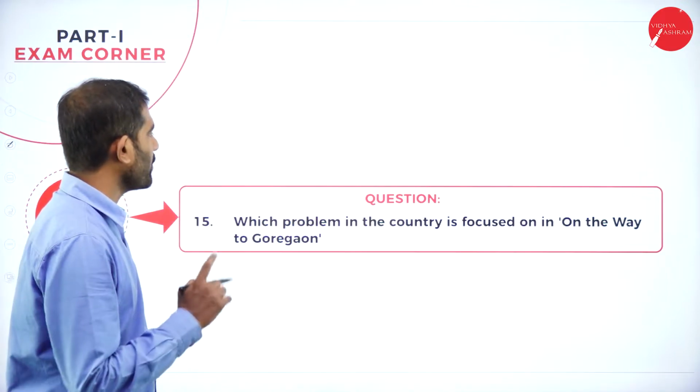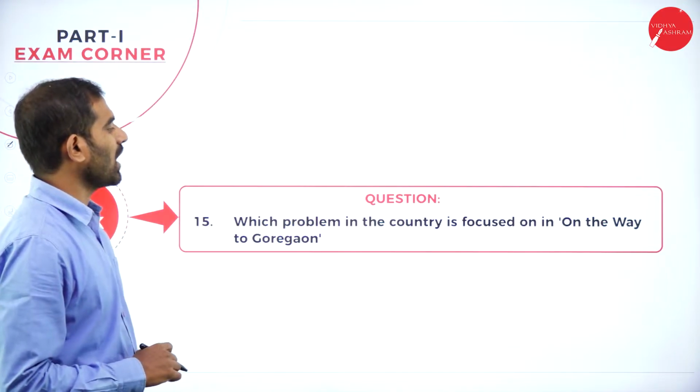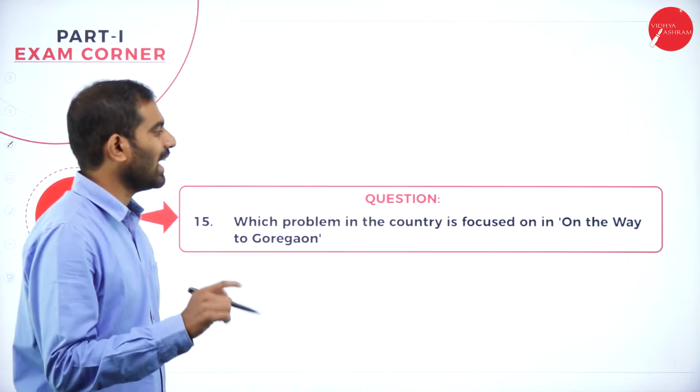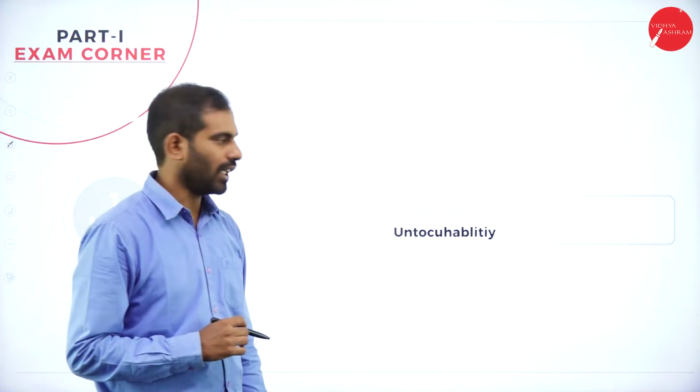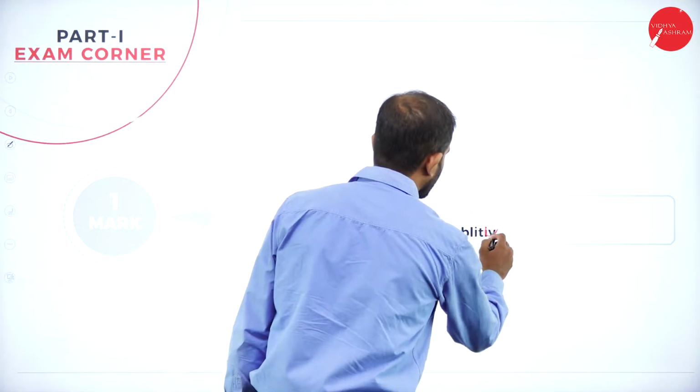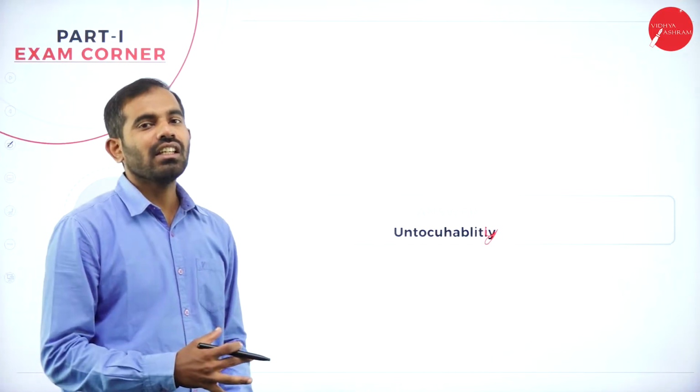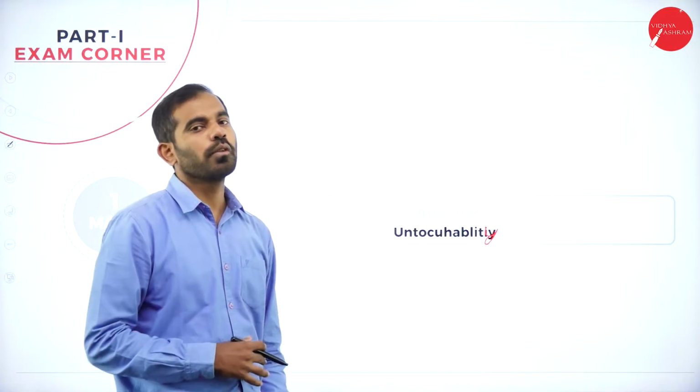Last question in Main 1. Which problem in the country is focused on in the prose, The Way to Gurgaon? It is untouchability. The untouchability problem is highly discussed in this prose.